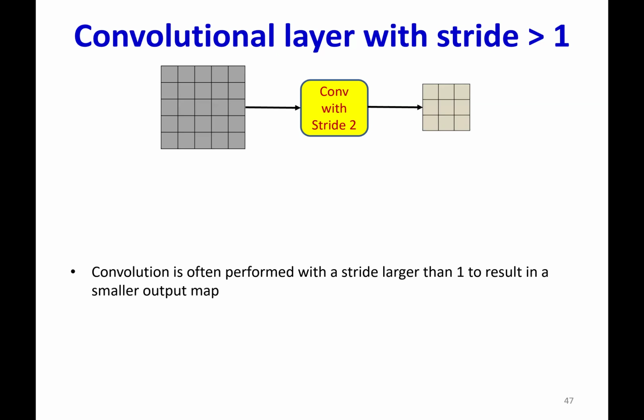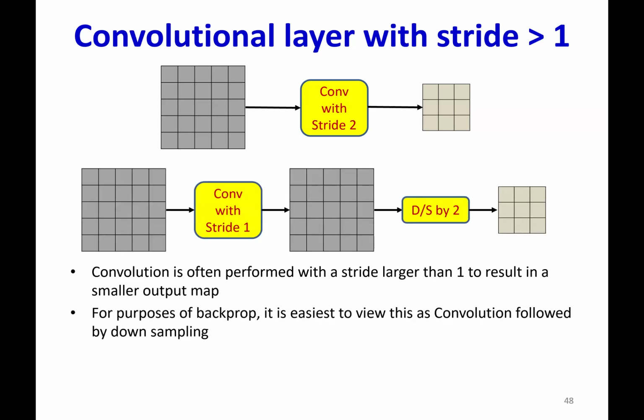But it's more reasonable to think of convolution with a stride of 2 as convolution with a stride of 1 followed by downsampling by a stride of 2. And once I do this, I know exactly how to propagate derivatives backwards through the downsampling. I also know exactly how to propagate derivatives backwards through convolution with stride 1. And so I can propagate derivatives through the whole chain back to this guy. Does this make sense? This makes sense to you guys?